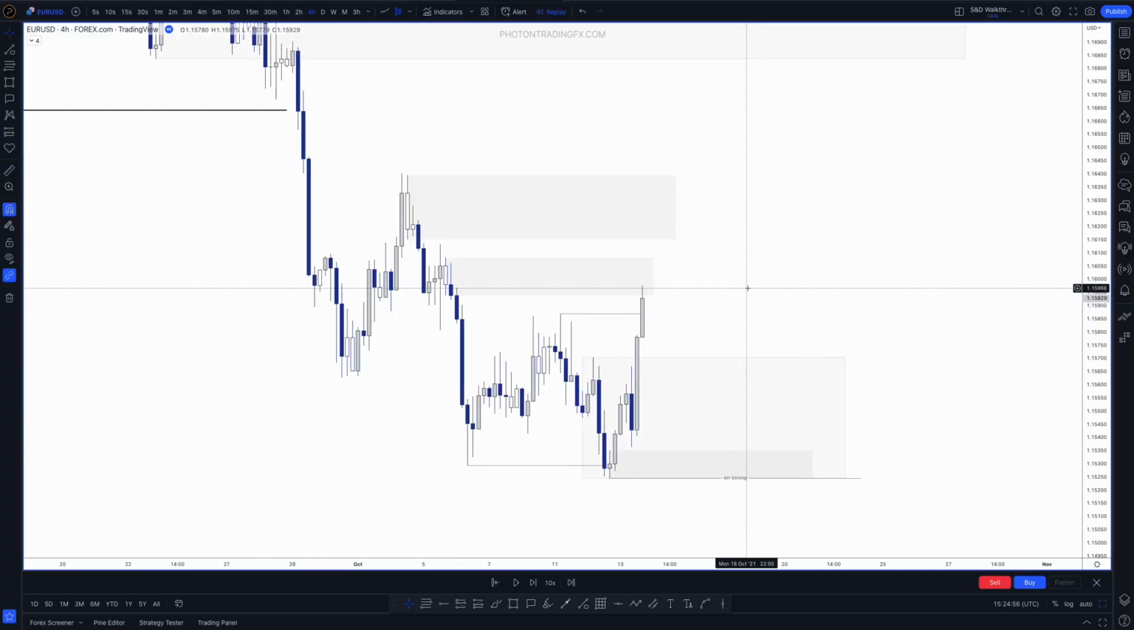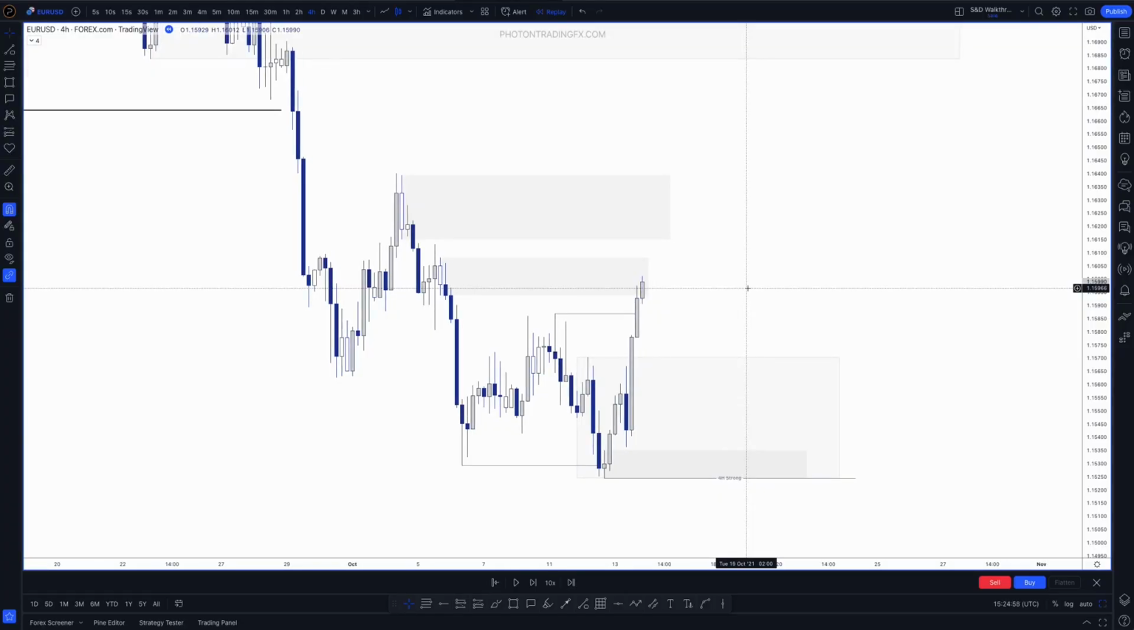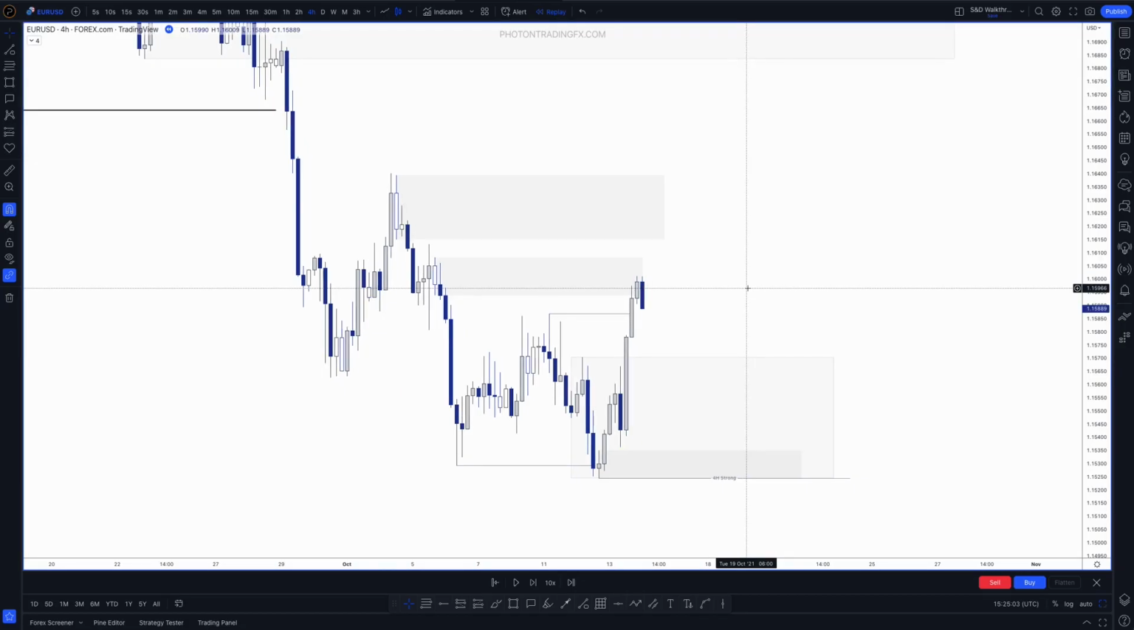Cool. So we start to come into this level. Let's see if the supply zone can hold. But what I'm looking for in this instance is I'm just going to wait to see if we can get a 4-hour bearish shift in structure. So we start to see a bit of a pullback.